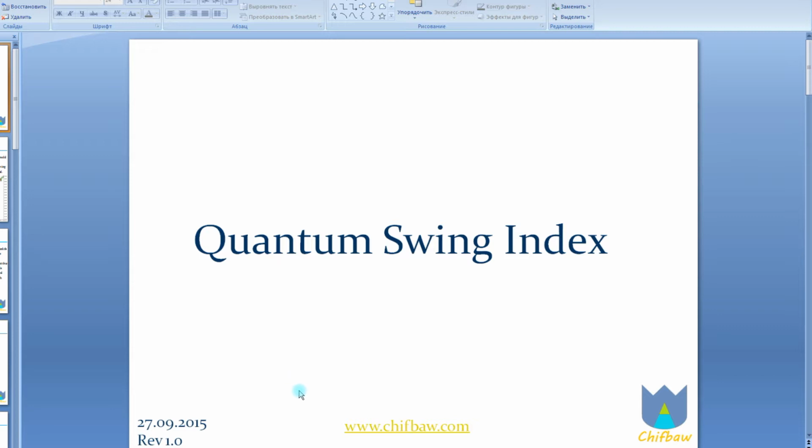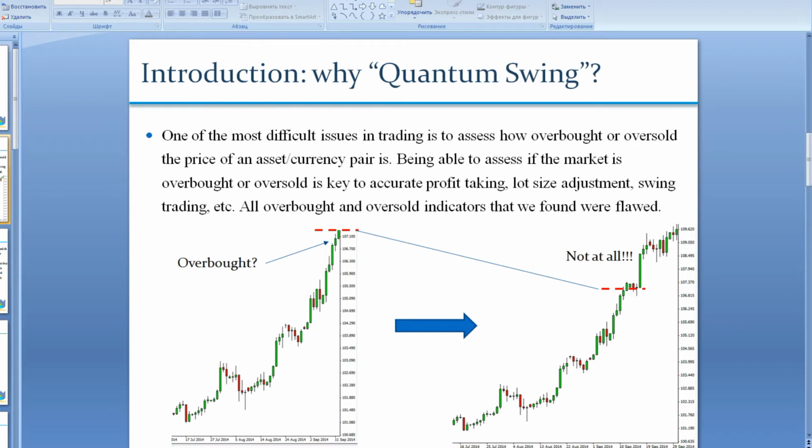The main problem that we are looking to solve is the issue with overbought, oversold conditions. So often we think that the market is overbought and then boom, not at all. It continues to go up or it continues to go down, and our scalping or counter trend trades get lost. So this is why we have developed the QSI.